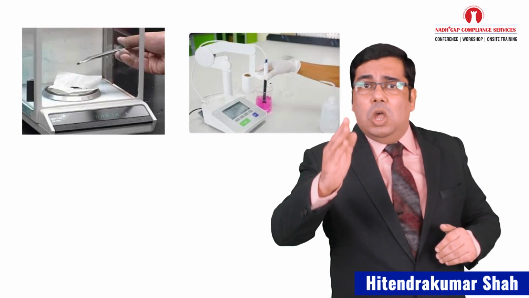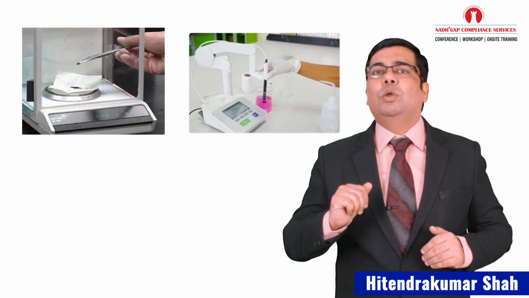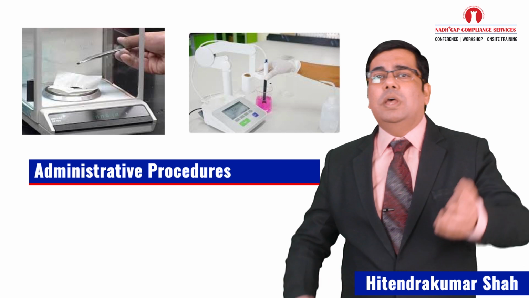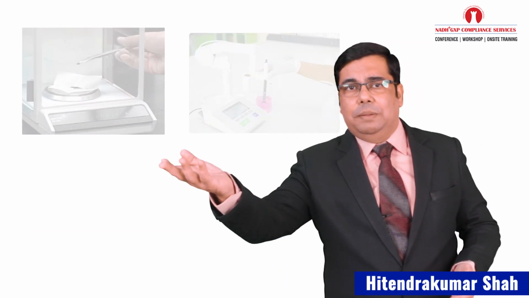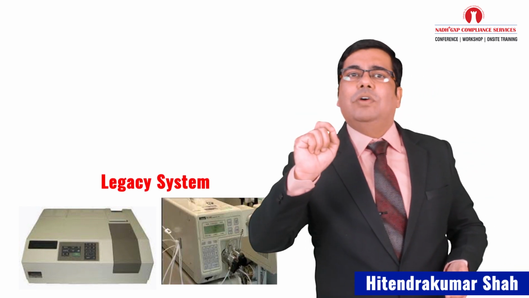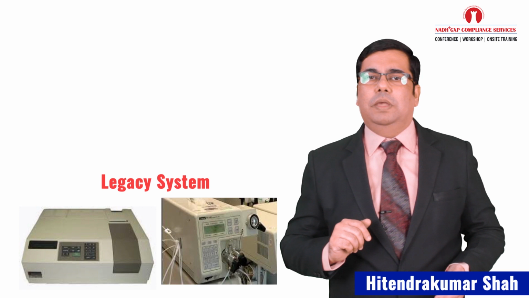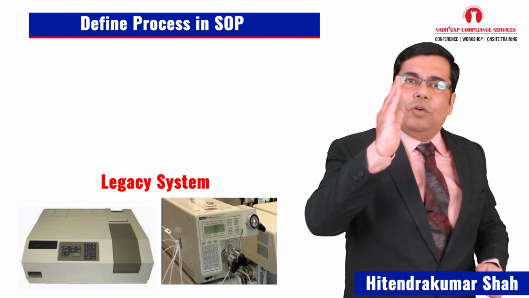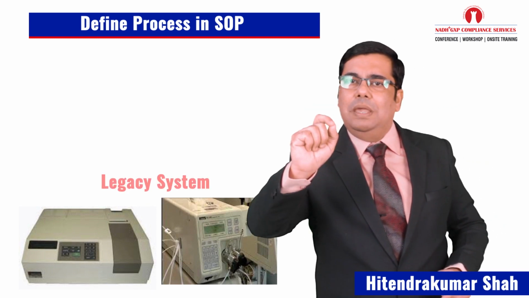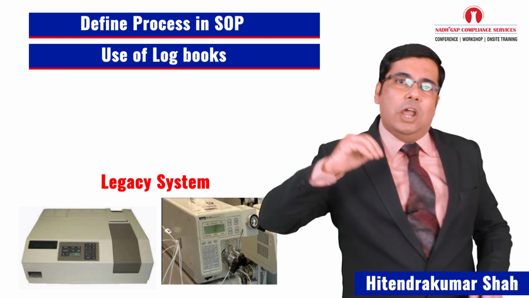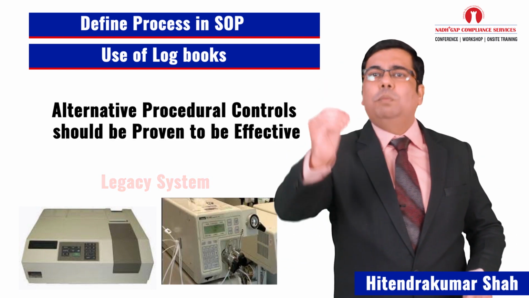Some very simple systems lack appropriate audit trails, for example, pH meter, conductivity meter, etc. In such cases, alternative arrangements to verify the accuracy of the data must be implemented. For example, administrative procedures, secondary checks, controls, etc. In some of the legacy systems where relevant audit trail functionality does not exist, an alternative control may be achieved. For example, defining the process in an SOP and use of logbooks, etc. You need to ensure that the alternative procedural control is proven to be effective.